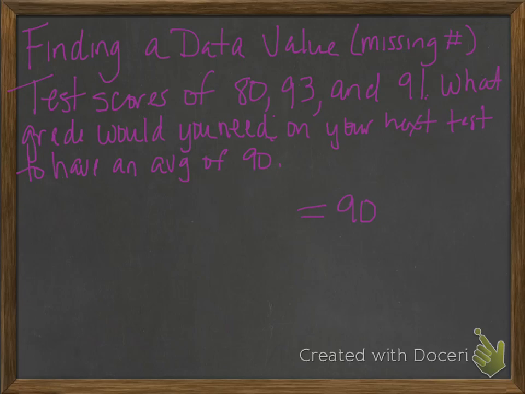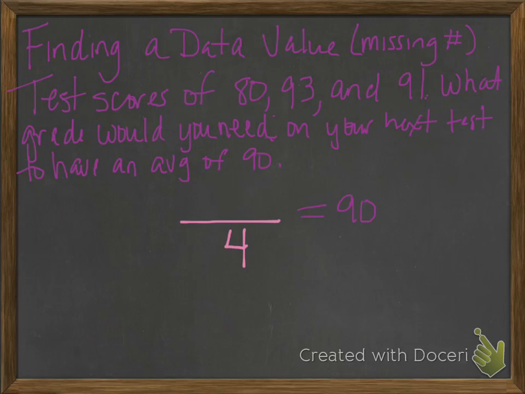So now I know the average, but I need to know what one of the values is in the data. So let's say we have test scores of 80, 93, and 91. And you want to know what grade you would need on your next test to have an average of 90. So right now I have 3 grades, but I have one more test coming up. So I have a total of 4 grades here. And I want an average of 90. So I went ahead and put 90 because when I take the sum and divide by 4, I have to get 90. Right? So I have 4 tests again.